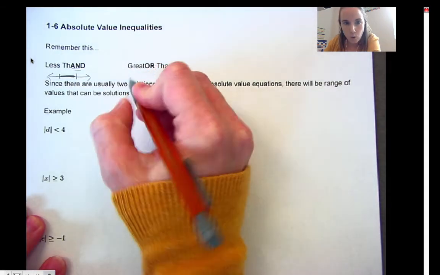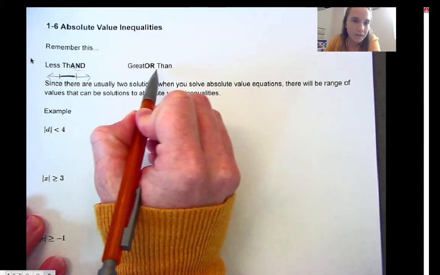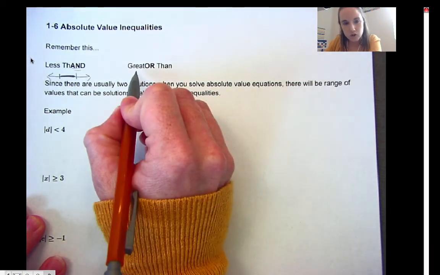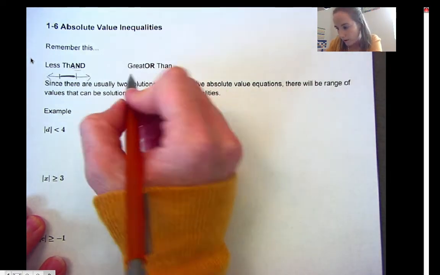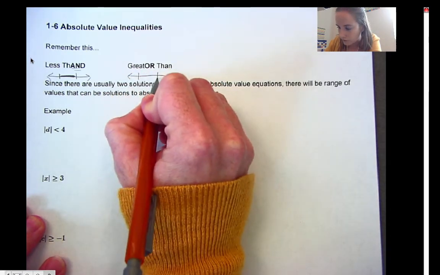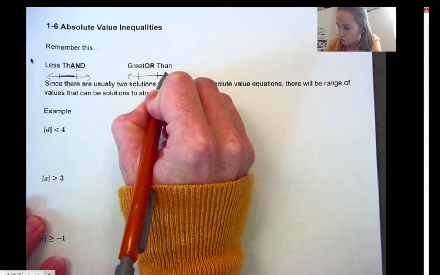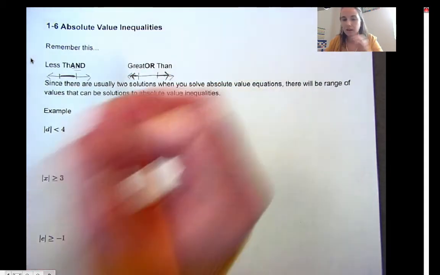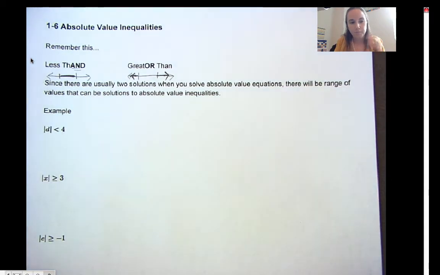And any "or," we say "greater than," but that's really not the way you spell greater, right? But I want you to think of it this way. "Greater or" would mean shade away from each other. So when you're doing absolute value inequalities, you can think of this as a short trick in how you're going to shade your answers.